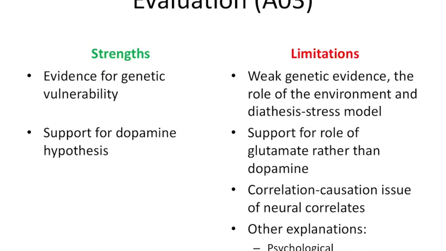Okay, in this video we're looking at AO3, the evaluation of biological explanations. Remember that you could get asked to write a 16 marker on just genetic explanations or just neural correlates, so you need to make sure that you've got enough AO3 to be flexible there.